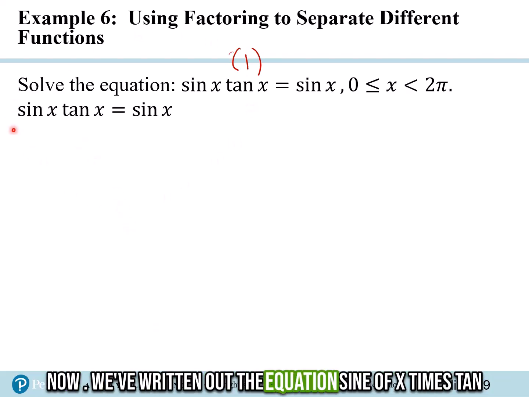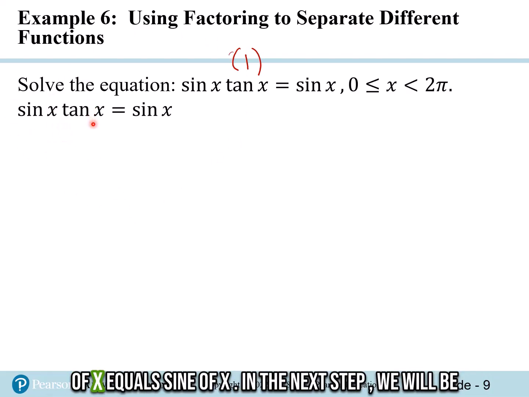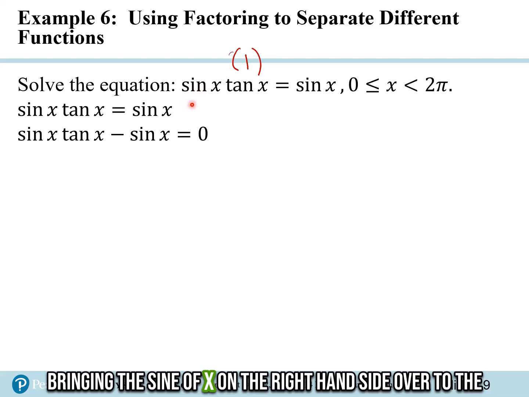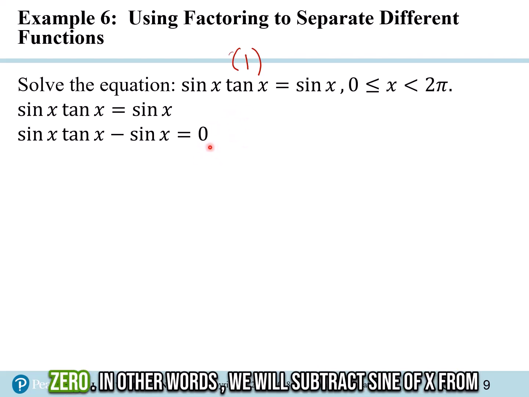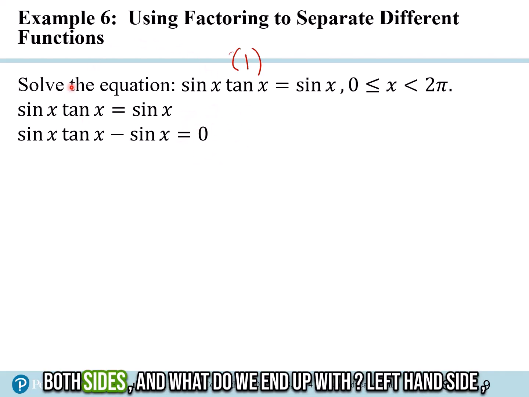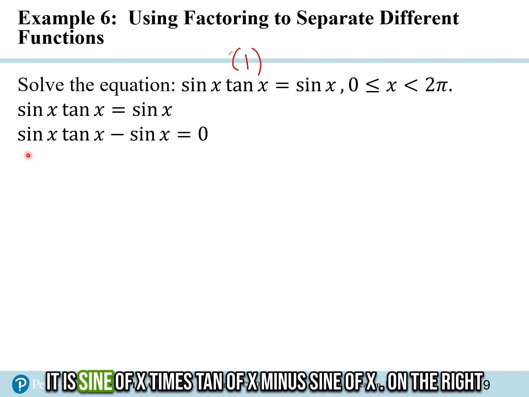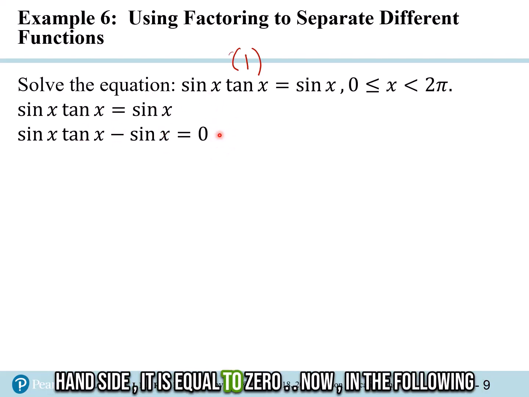We've written out the equation sine of x times tan of x equals sine of x. In the next step, we will be bringing the sine of x on the right hand side over to the left hand side, making the right hand side equal to 0. In other words, we will subtract sine of x from both sides, and what do we end up with? On the left hand side, it's sine of x times tan of x minus sine of x. On the right hand side, it is equal to 0.